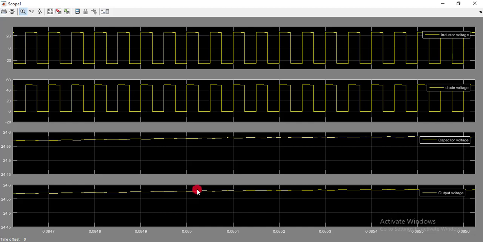So you can do the analysis according to your requirement, the values which you need in your labs or in your research work.